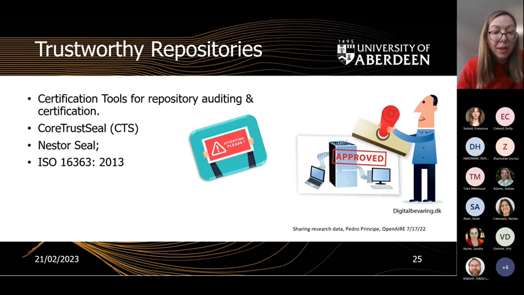Always look for this seal when you're using repositories to make sure that they're trustworthy, sustainable, transparent in their processes and compliant with standards. So this is the CoreTrustSeal. They have to complete a self-assessment and be reviewed by community peers for their strengths and weaknesses. And this will ensure long-term data preservation.